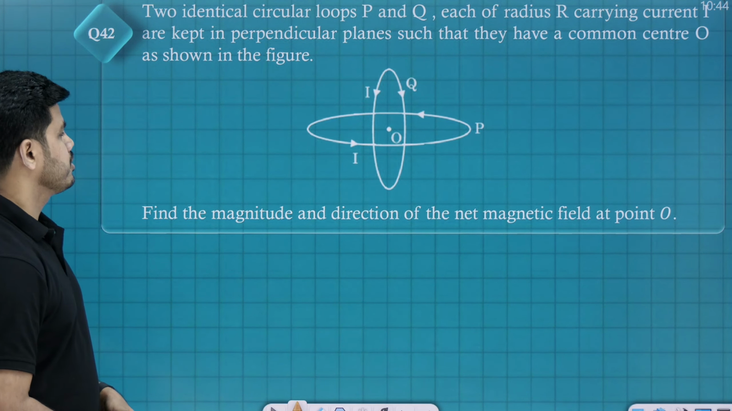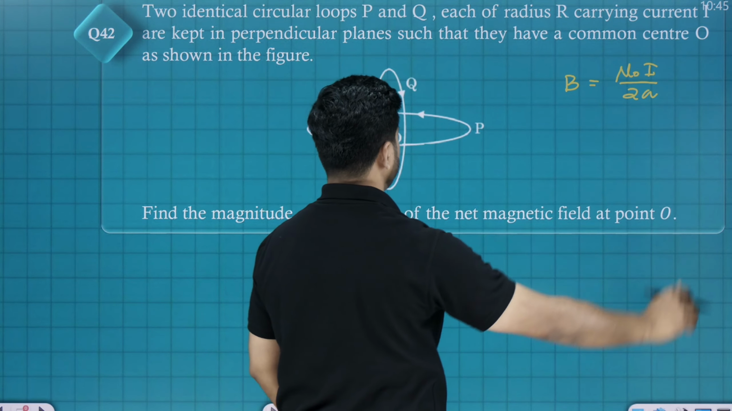See, we know the expression for the magnetic field due to a circular loop of wire at the center. Application of Biot-Savart law, right? We derived that equation using Biot-Savart law. Mu naught I divided by 2A, where A is the radius. And if you have more turns, you have to multiply with n. So here we have only one turn. So we have to find the magnetic field for both of them.